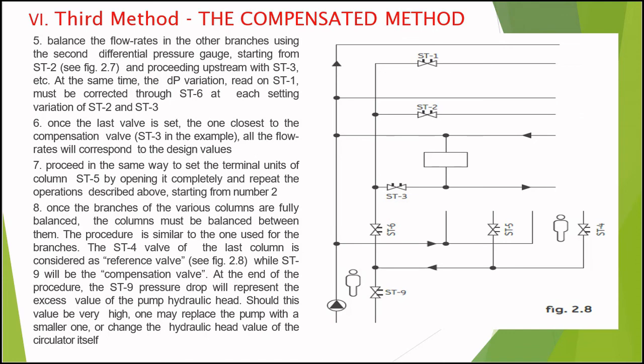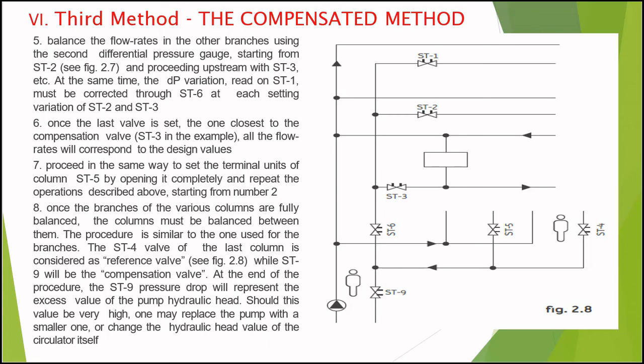So next step will be to balance the flow rate in the other branches using the second differential pressure gauge, starting from ST2 and proceeding upstream to ST3 etc. At the same time, the dP variation read on ST1 must be corrected through ST6 at each setting variation to ST2 and ST3. Once the last valve is set, so the one closest to the compensation valve, ST3 in this example, all the flow rates will correspond to the design value.